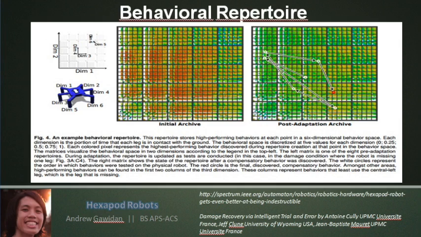Amongst other areas, high-performing behaviors can be found in the first 2 columns of the 3rd dimension. These columns represent behaviors that least use the central left leg, which is the leg that is missing in this case.